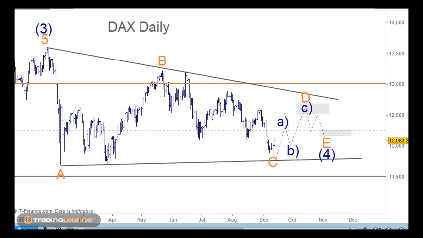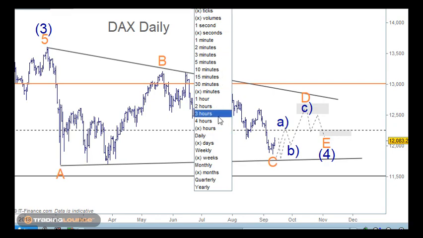We are looking at the DAX in a larger triangle pattern here from wave 3, an A and a B and a C and a D and an E wave here for wave 4. This wave C, it's possible that there's a low in place, but we think that there's one more little low to come in before we see this little move up through to here.